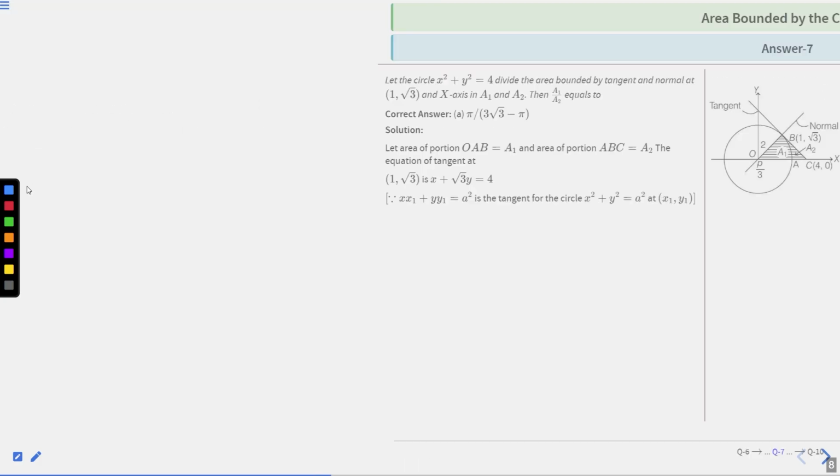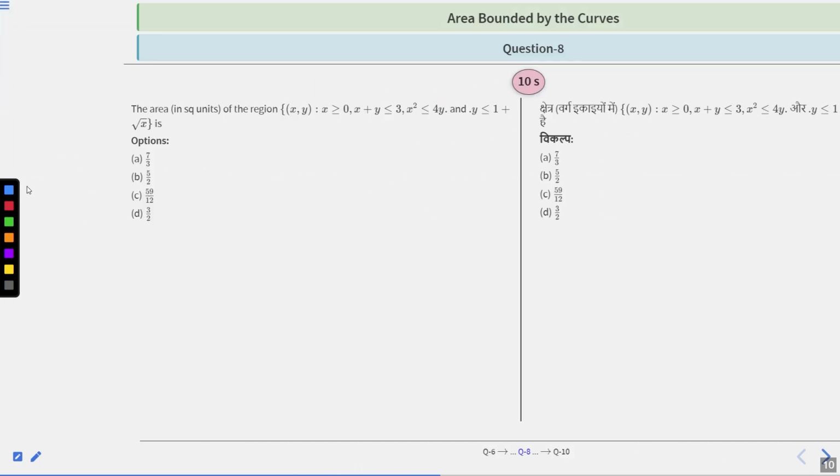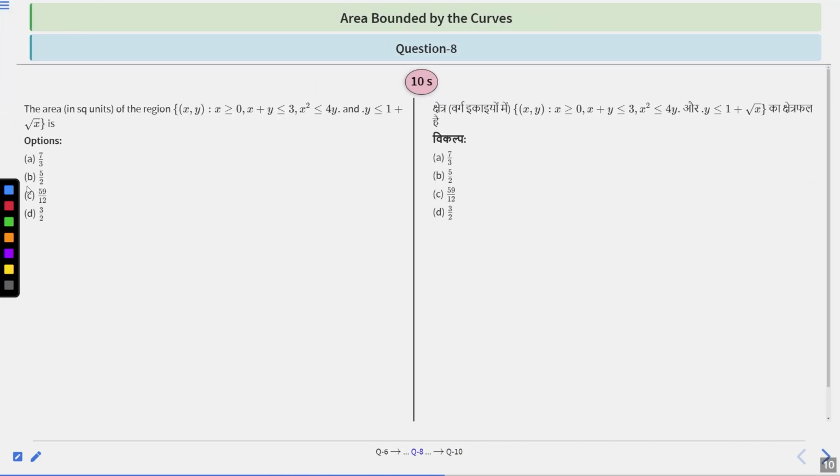Now, let's move to the next question. Question number 8, which says that the area in square units of the region {(x, y): x greater than or equal to 0, x plus y less than or equal to 3, x square less than or equal to 4y, and y less than or equal to 1 plus root x} is.